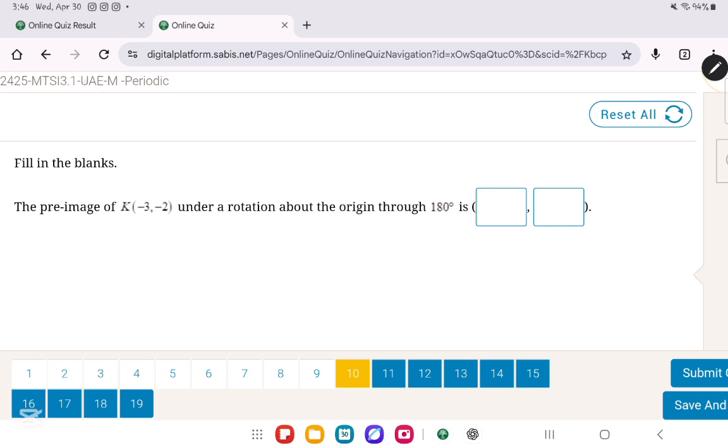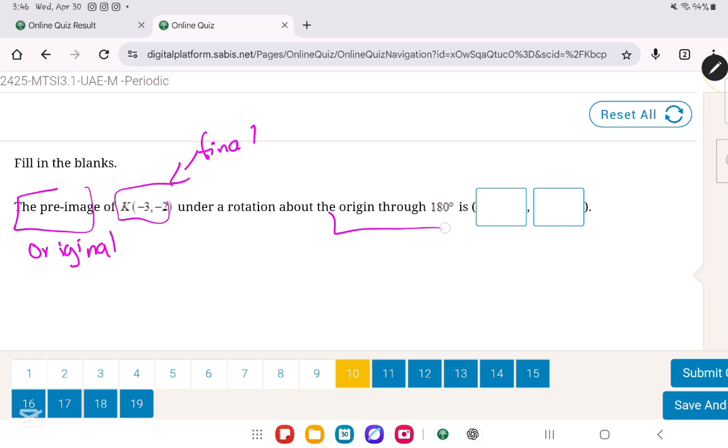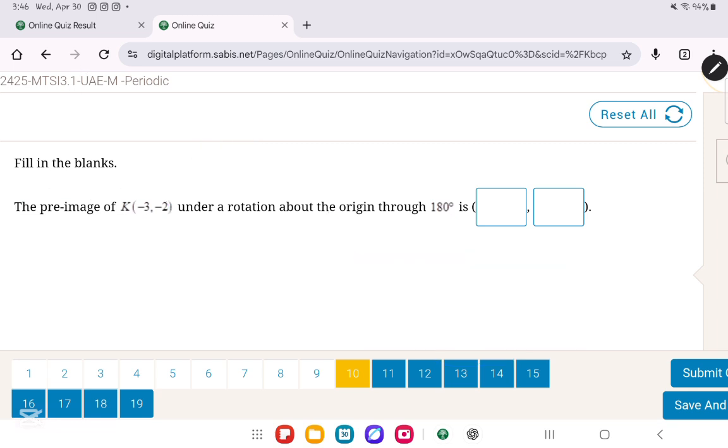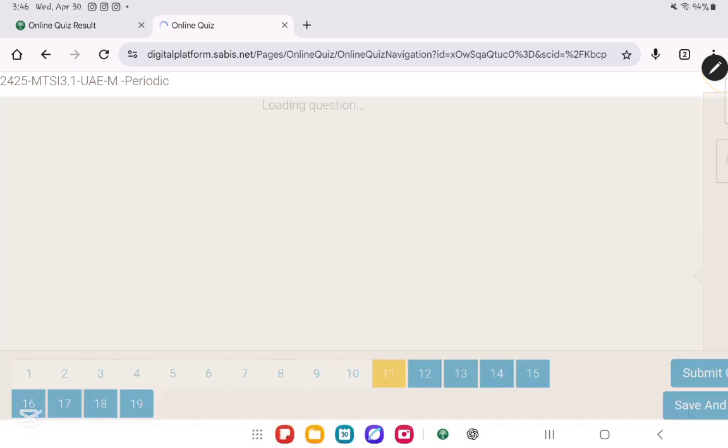Question number 10 says the pre-image of this, okay? So they want the original. That means we are given what? We are given the final under a rotation about the origin through 180 degrees. Whenever they give you 180 degrees, clockwise, counterclockwise, it doesn't matter. 180 degrees is the same. So AB will become what? No matter what, it will become minus A minus B. So they gave us what? They gave us minus A minus B, which is what? Minus 3 minus 2. They want us to return it to AB. If you return it to AB, it's going to be what? It's going to be 3, 2. So very simply over here, it's going to become 3 and 2. We move on to question number 11.